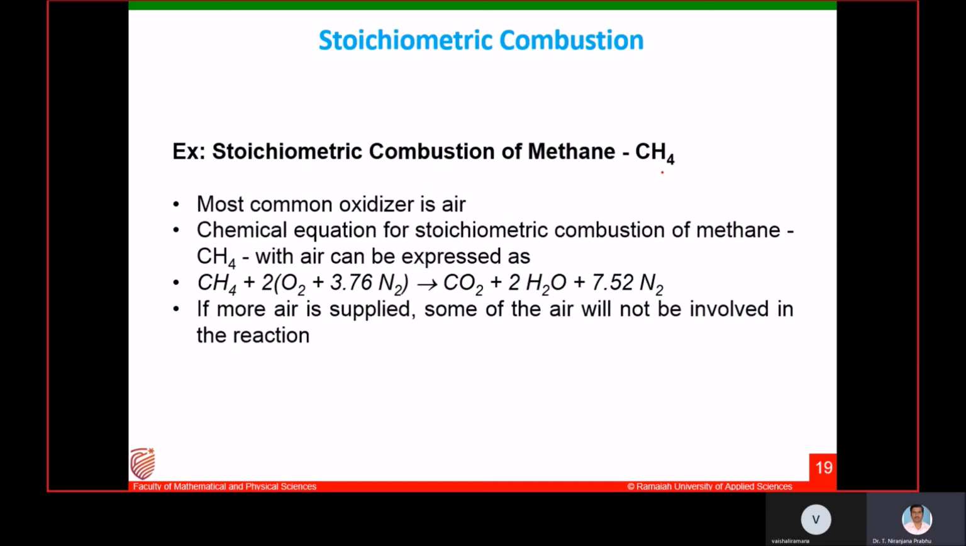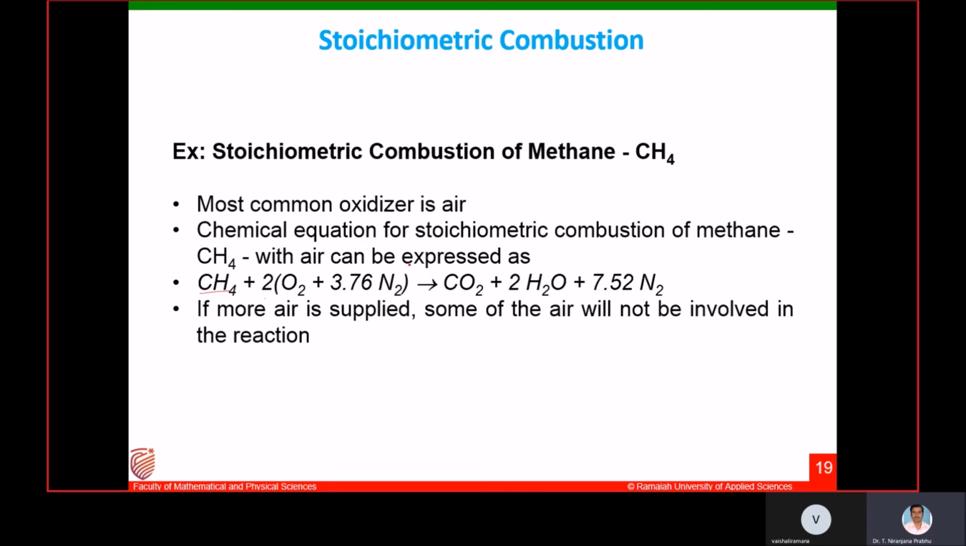If you take the example of combustion of methane, of course, the oxidizer will be the air, where the oxygen component of the air reacts with this methane to give out carbon dioxide and water. You can look at this reaction. Methane plus 2 molecules of oxygen is required. Air contains nitrogen and oxygen, so 2 molecules of air. Suppose 1 gram mole of methane, if you take, 2 gram mole of oxygen should be taken.